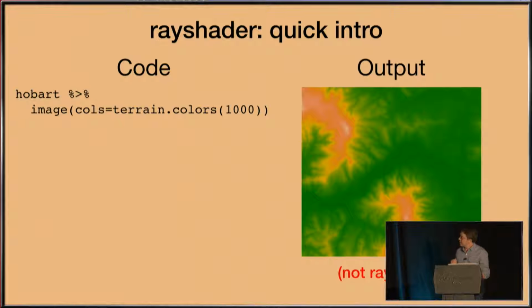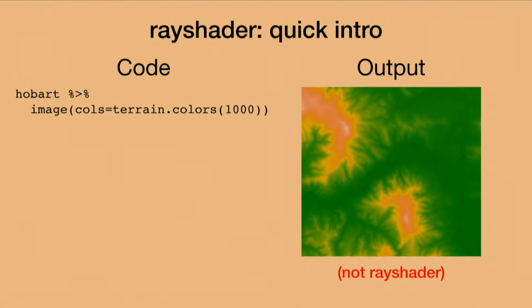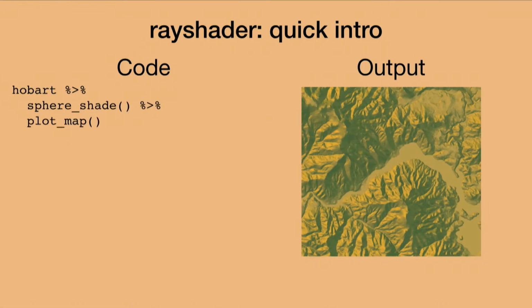So this is what happens when you plot elevation data with base R using the image function. The code is on the left and the output is on the right. This is Hobart, Tasmania, but looks more like 2 amoebas dueling it out in pond scum, or as base R calls it, terrain colors. Here, the Hobart object is nothing more than a base R matrix.